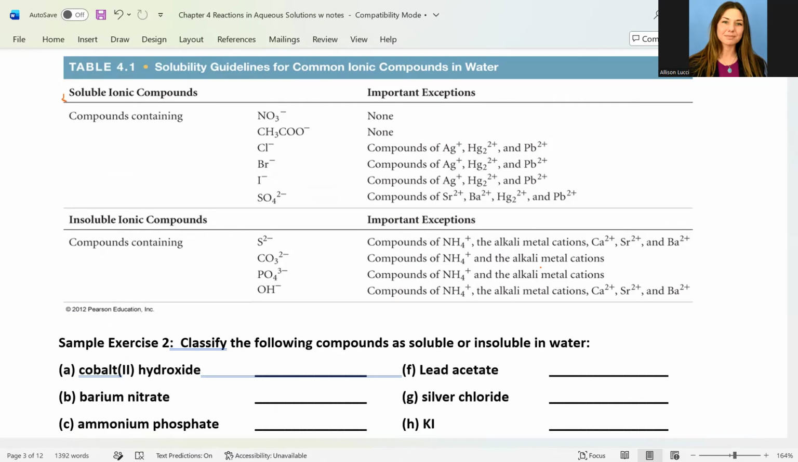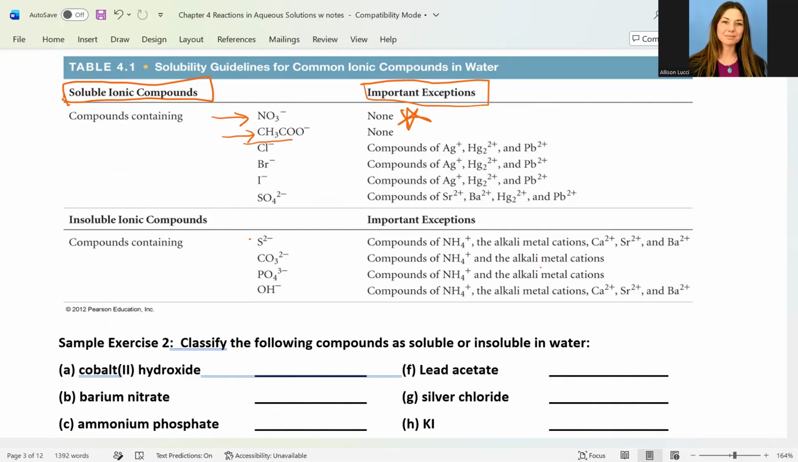We have soluble ionic compounds listed. These would all be salts. Once they're dissolved in water as the solvent, we would get ions. Specifically, say we have potassium nitrate like above, all compounds containing nitrates will be soluble. And over here, we report any exceptions to this rule. With nitrates and this second row here, acetates, there are no exceptions. So we can say that any salts containing nitrate or acetate will be soluble all the time.